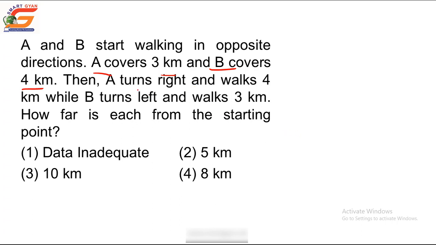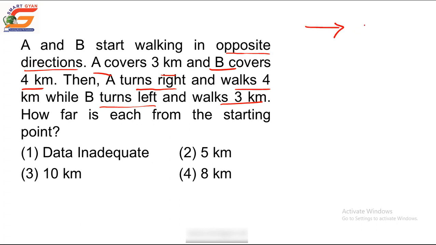Then A turns right and walks 4 km, while B turns left and walks 3 km. How far is each from the starting point? So this is a tricky question. The question has been specified at the beginning, opposite directions only.